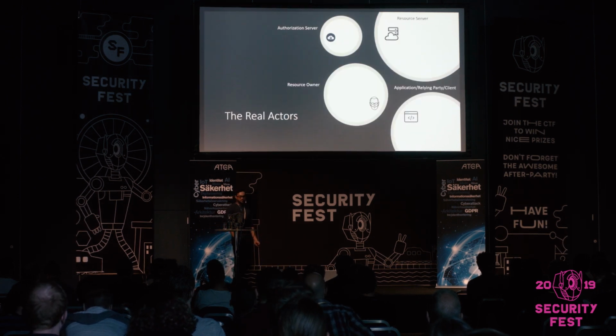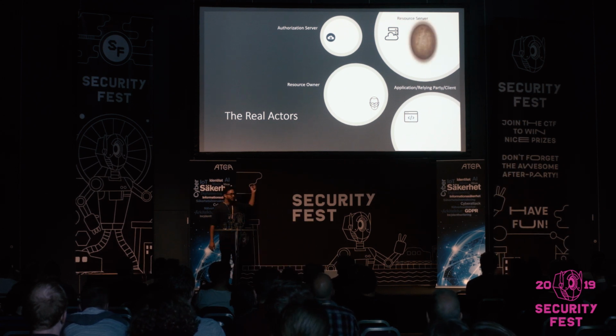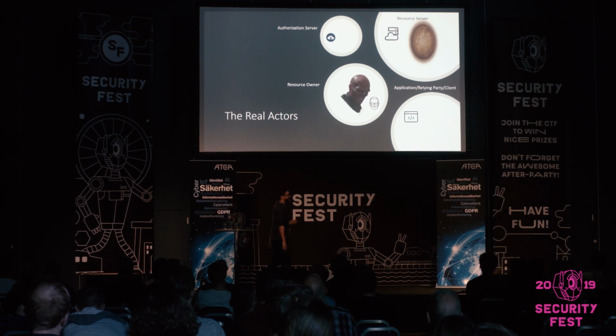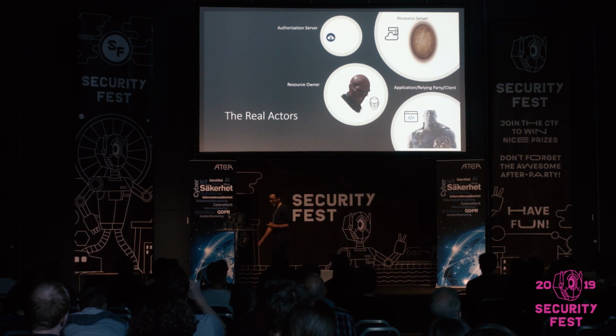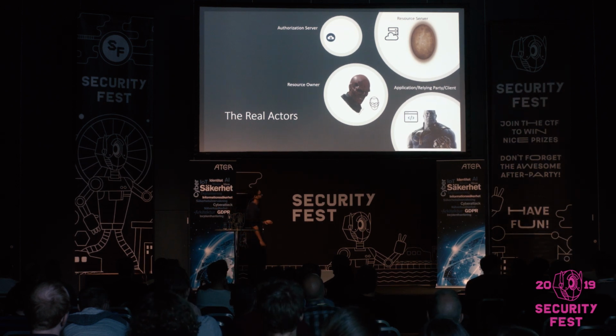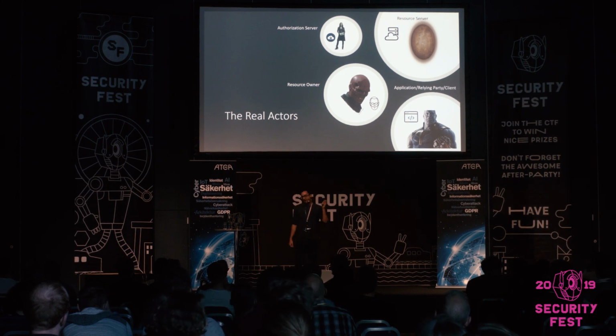But before we start with them, I'm introducing the real actors. Small analogy. Our resource server will be the soul stone. And obviously, Red Skull right now possesses that soul stone. So he's the resource owner. And Thanos wants it. And this is the application, the relying party or the client. And Gamora will be our authorization server.